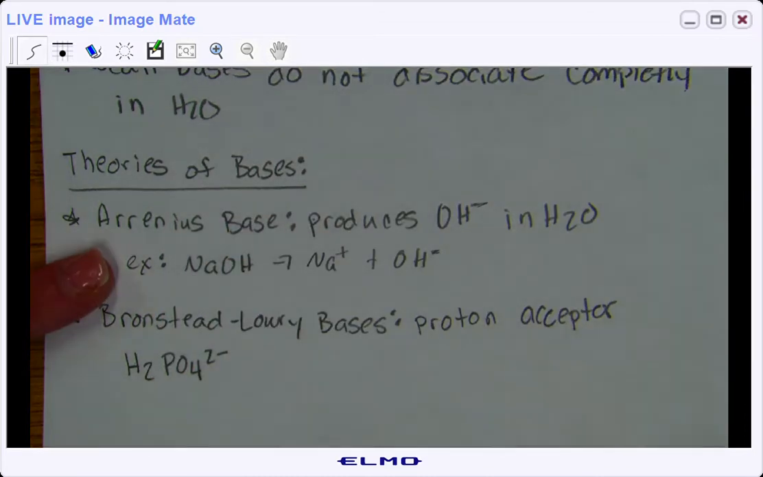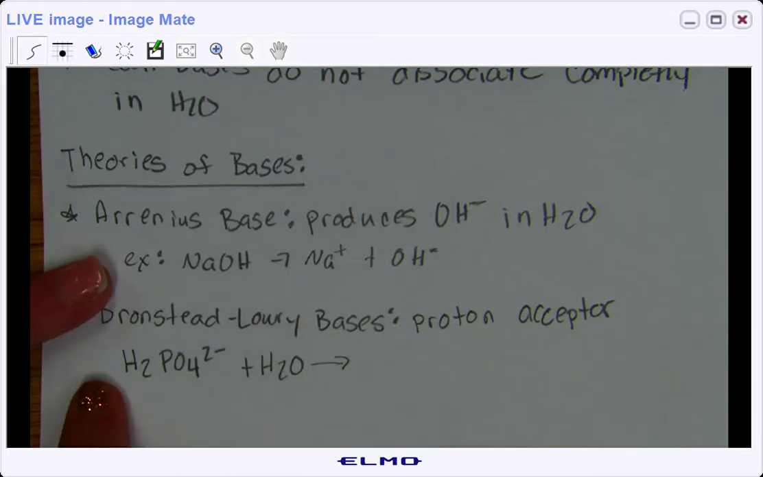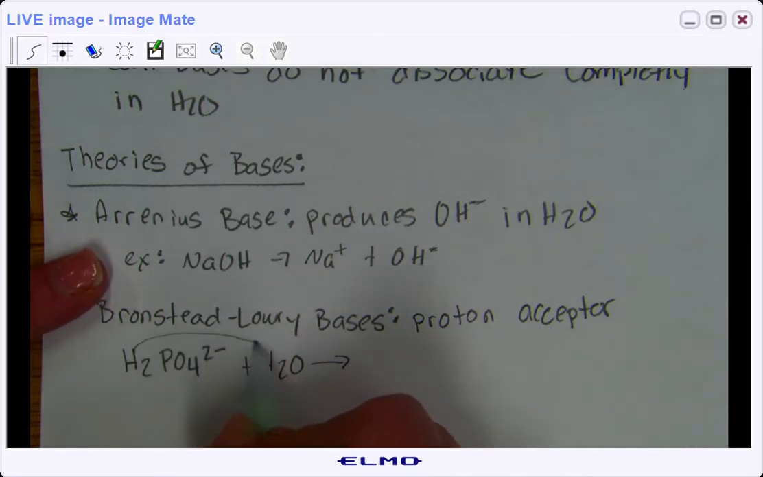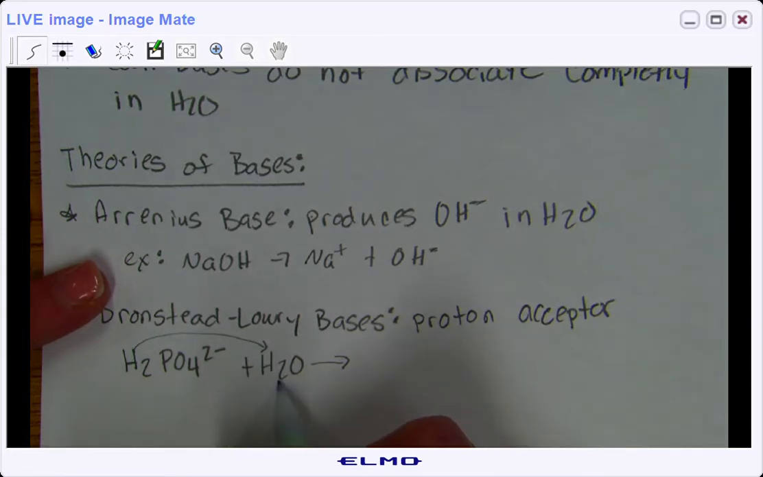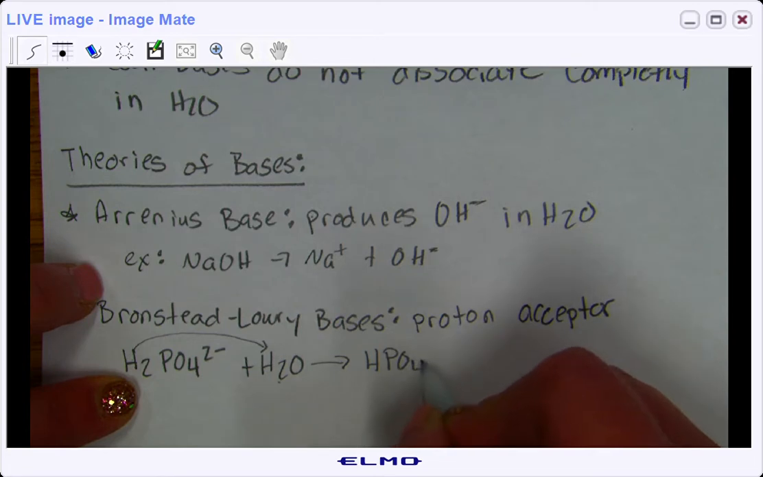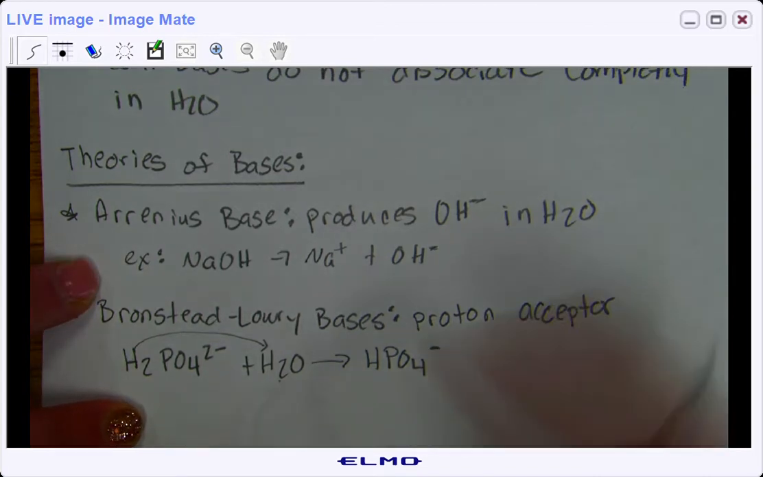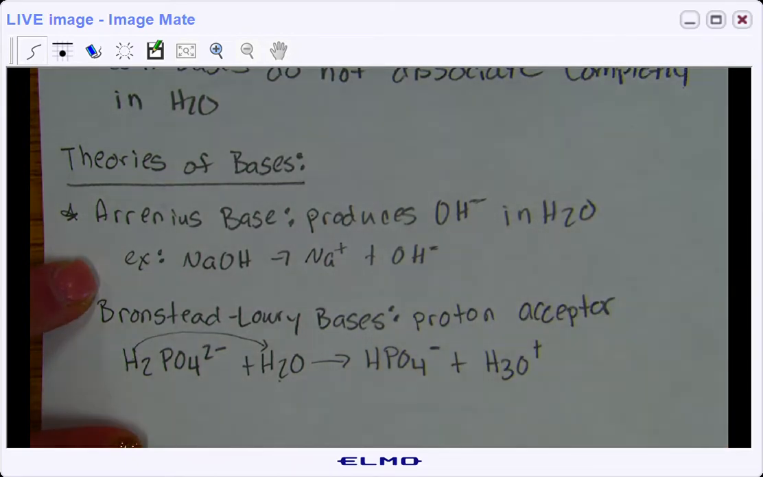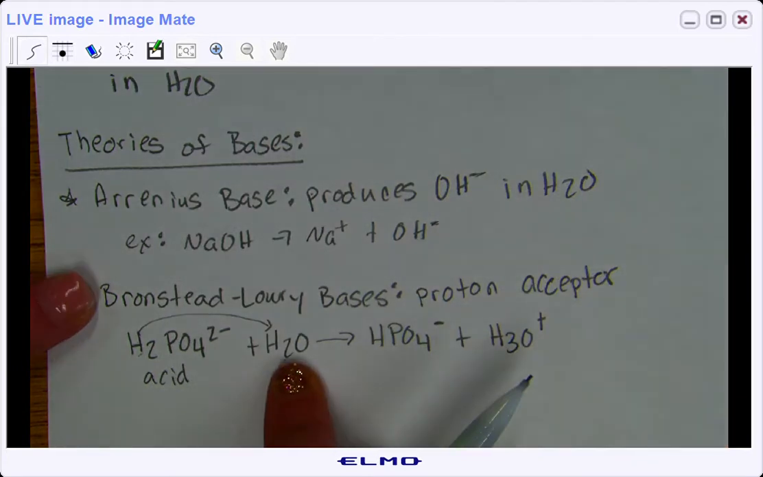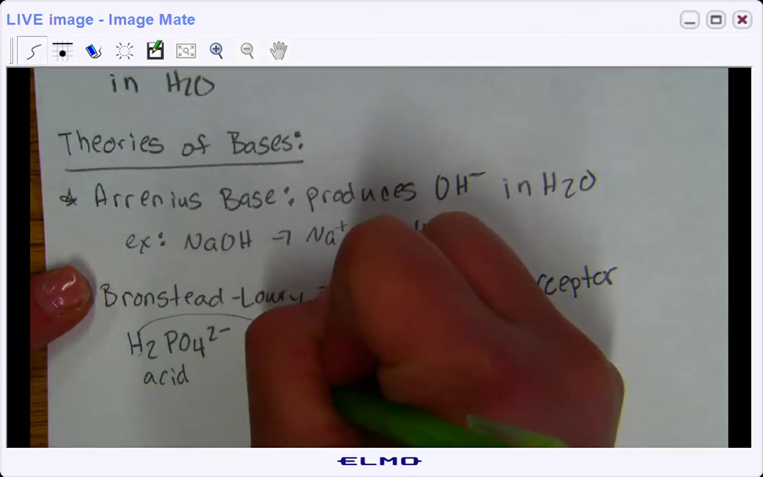All right, if I have H2PO4 minus and I put that in water, let's say this H2 donates a proton to the water. So if I donate a proton, I get one hydrogen, and that is going to be HPO4 2 minus. And then I am creating H3O plus. So the proton donor, this H2PO4 minus, was the acid. The acceptor, water, was accepting the proton. So water in this case is acting as the base.